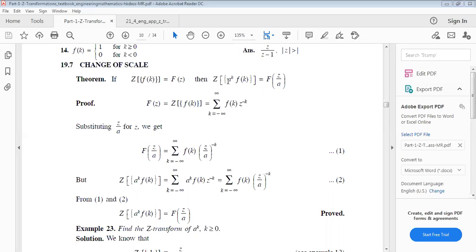the Z transformation of a to the power k f of k, that means this a will be the scale actually, and this scale will affect the Z transformation like this. That means this equals F of z by a. Okay, this is the Z transform of what? Z by a. That means this a will affect the transformation of Z.